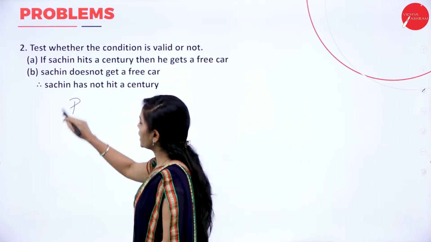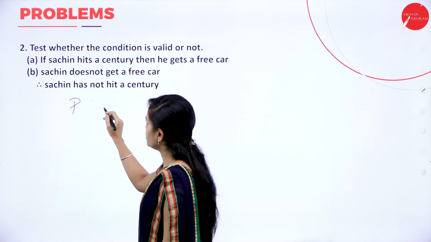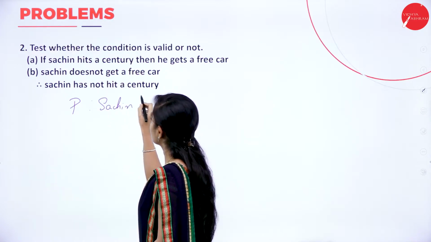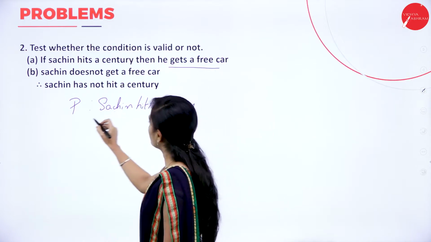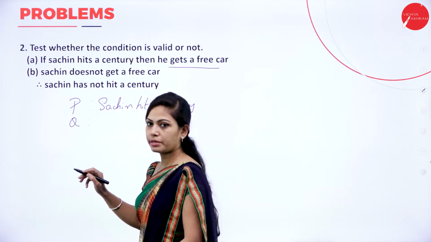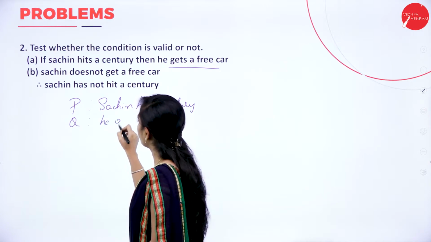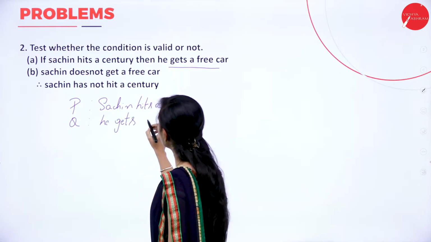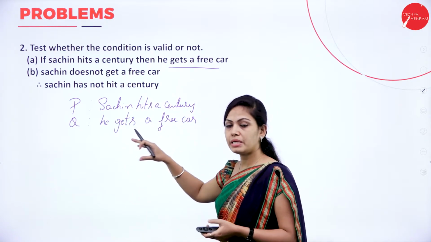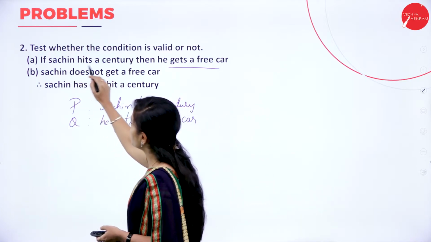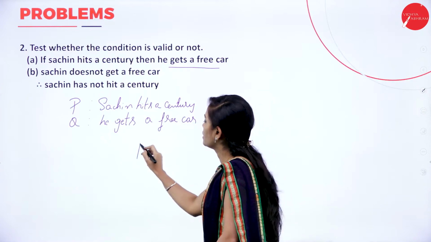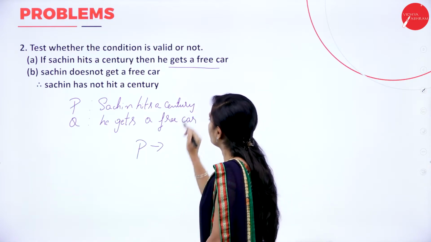We have two statements. If Sachin hits a century, he gets a free car. That is the second statement: he gets a free car. We have to express these statements in tabular form, so I will write the tabular form now. If Sachin hits a century, then he gets a free car.